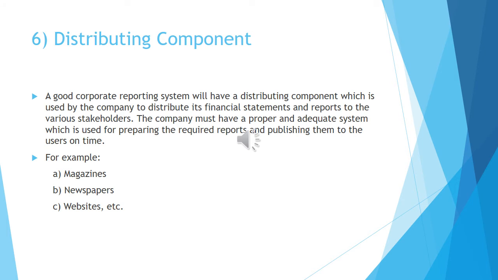Next is distributing component. A good corporate reporting system will have a distributing component which is used by the company to distribute its financial statements and reports to the various stakeholders. The companies must have a proper and adequate system which is used for preparing the required reports and publishing them to the users on time. For example, magazines, newspapers or websites.